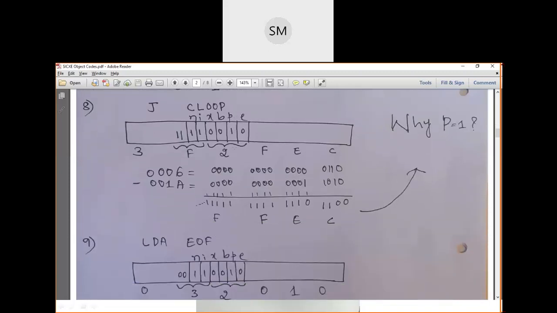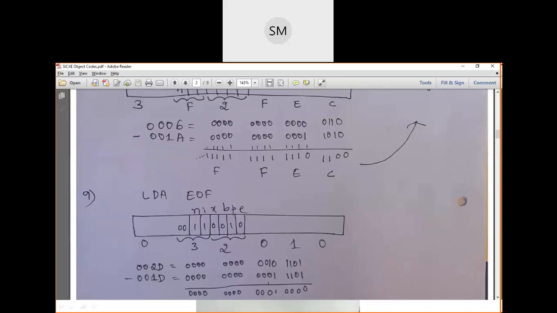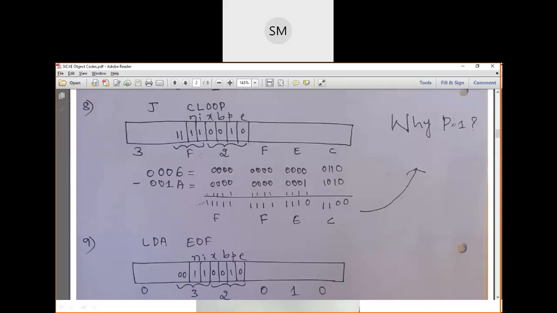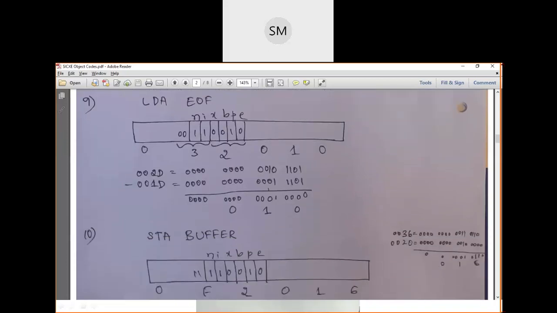Then J CLOOP. In J CLOOP also you should assemble it by using program counter relative addressing mode only. Then LDA UOF. Here also program counter relative addressing mode you should use.